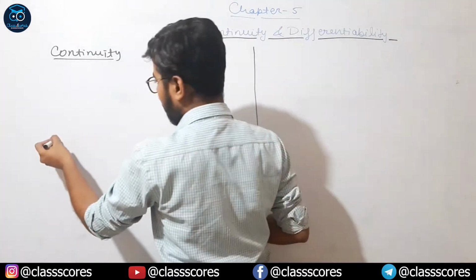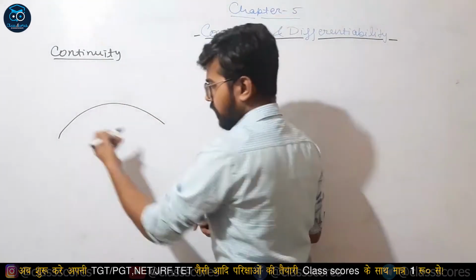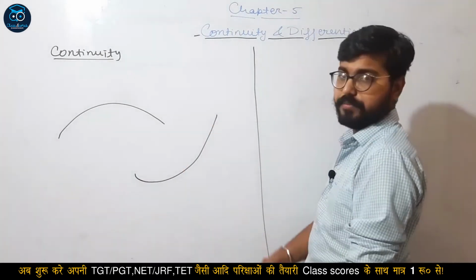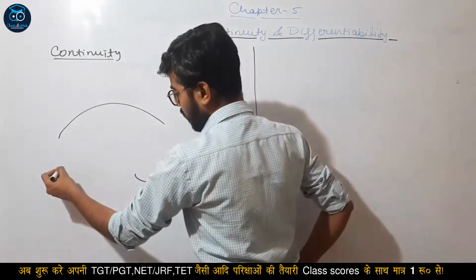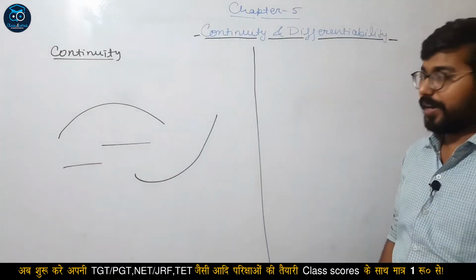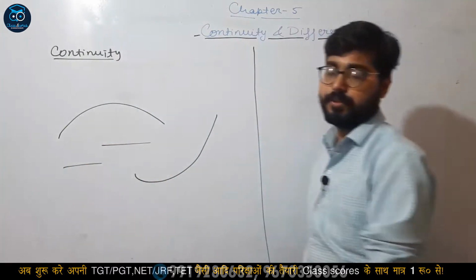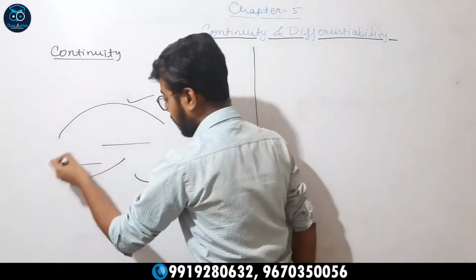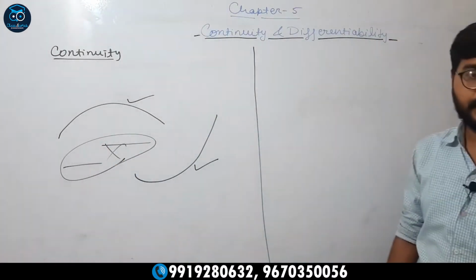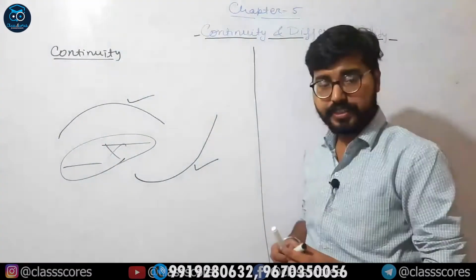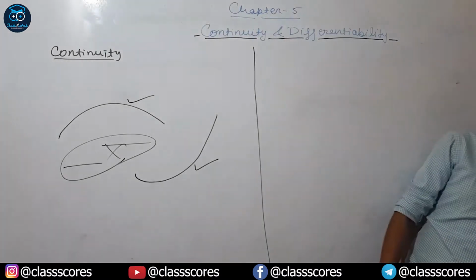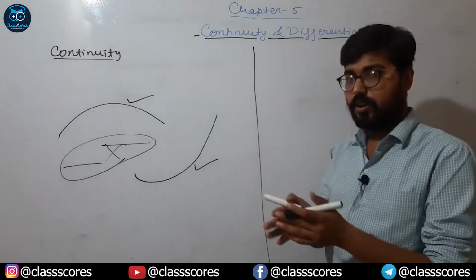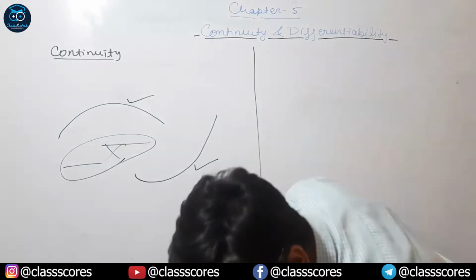Suppose we are drawing any curve like this, we did it without lifting the pen. If we have to draw a curve like this, we did it without lifting the pen. But if we have to draw these lines, this is not continuous. Why? Because we have to lift the pen at once. So this is a continuous graph, and this is a discontinuous graph. Clear? So how can we identify whether the function is continuous or not? In this topic we are going to understand the continuity of a function. I hope it is clear.